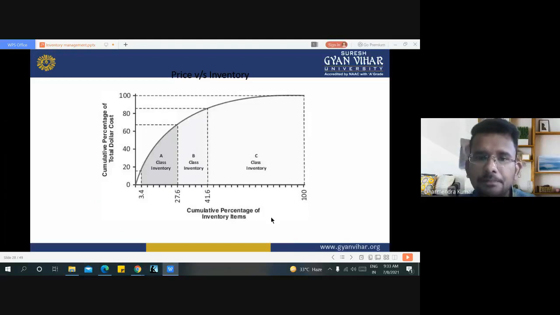This is the cumulative percentage of inventory items. Here you can see A class inventory, B class inventory, and C class inventory. A class inventory consumes less space, and we can purchase one or two items in the A class category, but the total percentage of the inventory cost is about 70 to 80%. It consumes the overall cost.